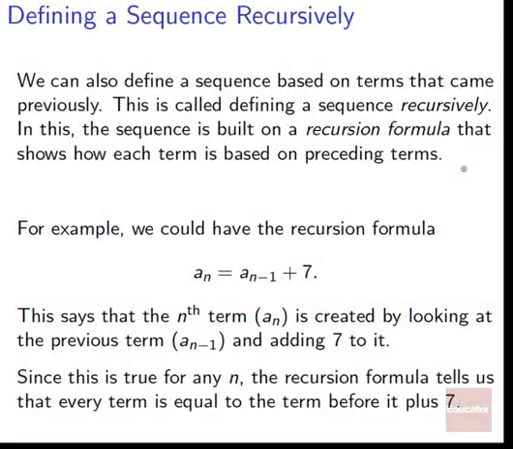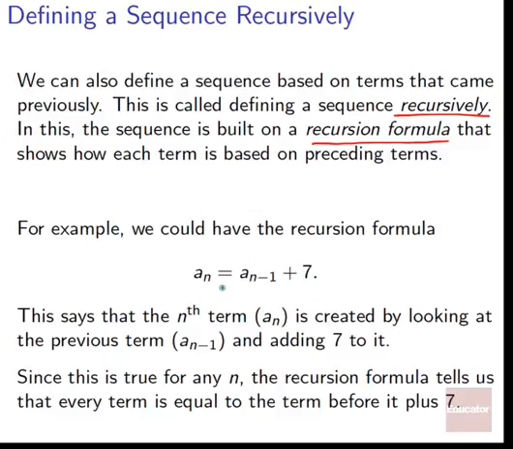We can also define a sequence based on terms that came previously. So we just figured out a way to say the absolute thing is going to be this, based on this formula, right? We've got this definite general term. But we can also define it based on terms that came previously. This is called defining a sequence recursively. In this, the sequence is built on a recursion formula that shows how each term is based on preceding terms. Recursive, we're looking backwards to something that came previously.